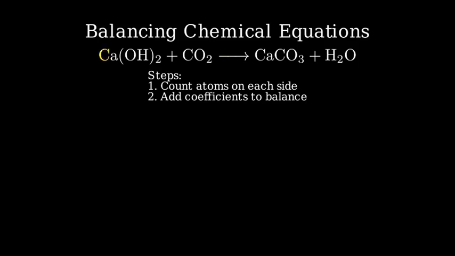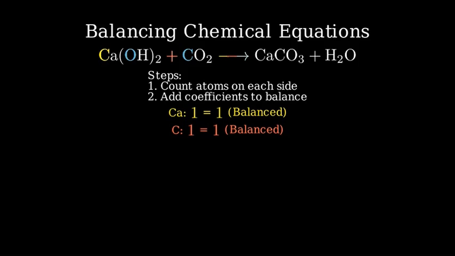First, let's count the calcium atoms. We have one calcium atom in calcium hydroxide on the left and one in calcium carbonate on the right. So calcium is already balanced. Next, let's look at carbon. We have one carbon atom in carbon dioxide on the left and one in calcium carbonate on the right. Carbon is also balanced. Now for oxygen.